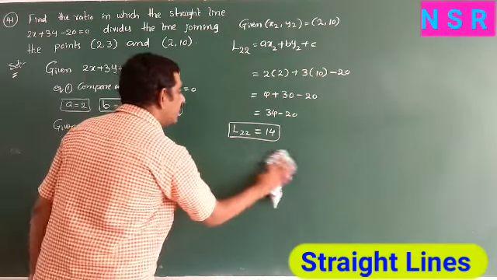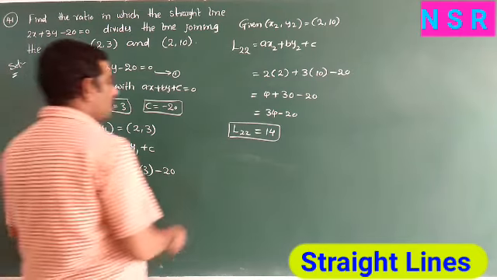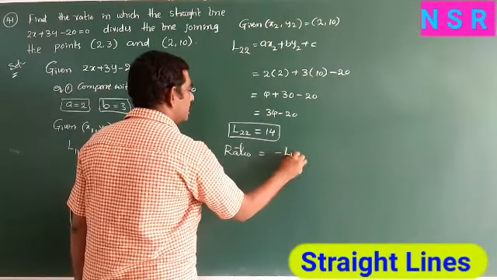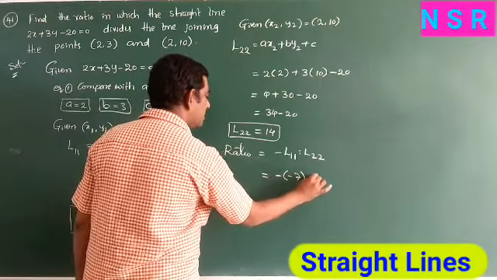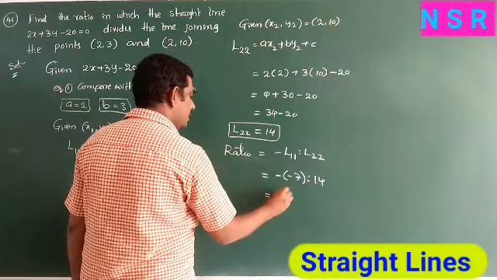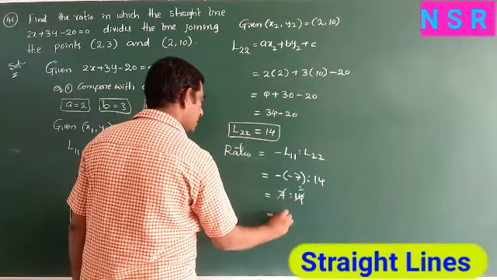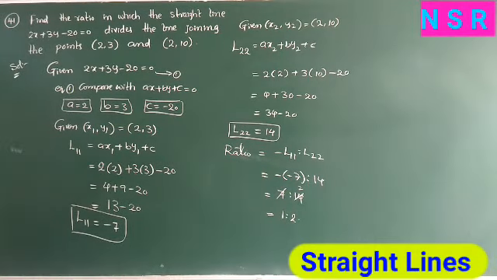So here we get L11 minus and L22 plus. So ratio equal to minus L11 is to L22. So minus of minus 7 is to 14. Minus into minus is plus, 7 is to 14. So 7 by 14, 7 ones are 7, 7 twos are 14. So the ratio is 1 is to 2. So the straight line divides the line joining the points (2, 3) and (2, 10) in the ratio 1 is to 2.